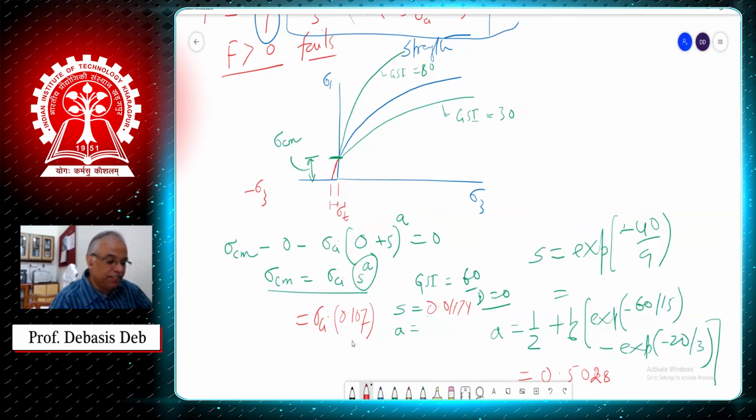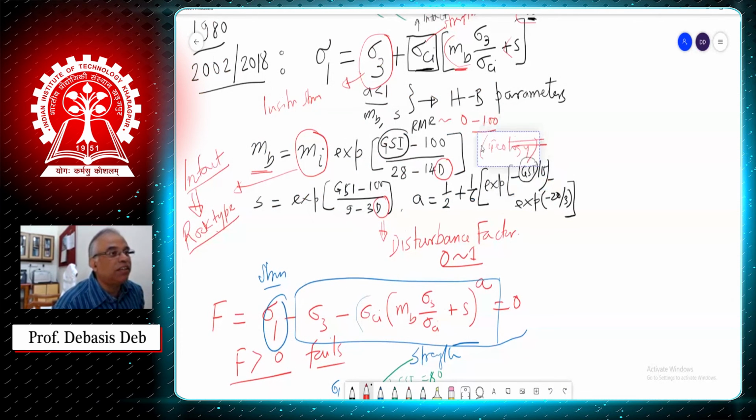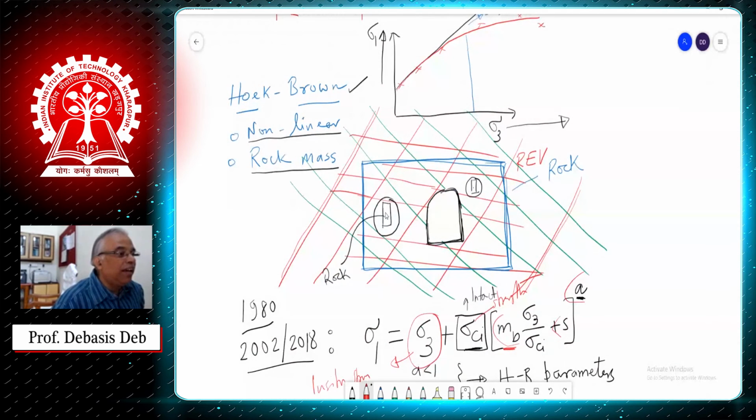0.107. That means sigma Cm, you can see here, is about 10% of sigma Ci. What is sigma Ci? The intact value. So now you see what I am talking about. Now what I am talking about here is this one. If this sigma Ci is, let's say, 100 MPa, you have tested in the lab and found this is 100 MPa, this intact part.